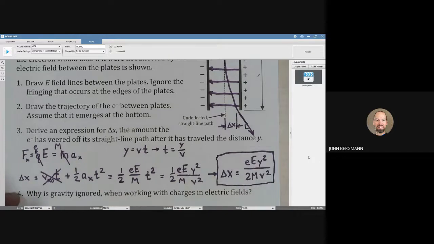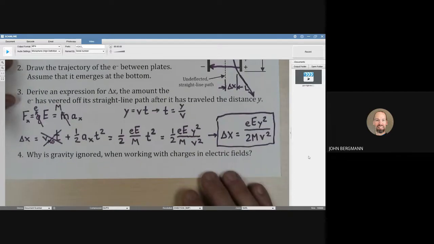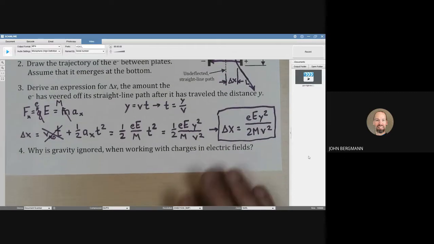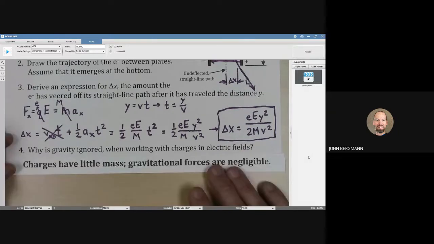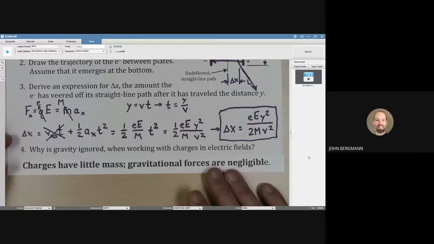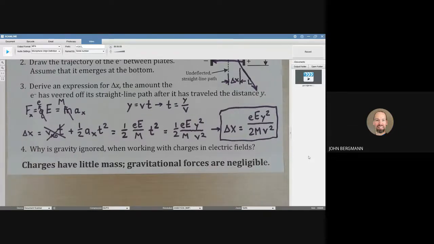I won't take the time to do that, but do a little dimensional analysis on this, and you will see that these units give you the unit meters, which is what we would expect for delta x. Lastly, why is gravity ignored when working with charges in electric fields? That's because charges have very little mass. And because of that, gravitational forces are negligible.